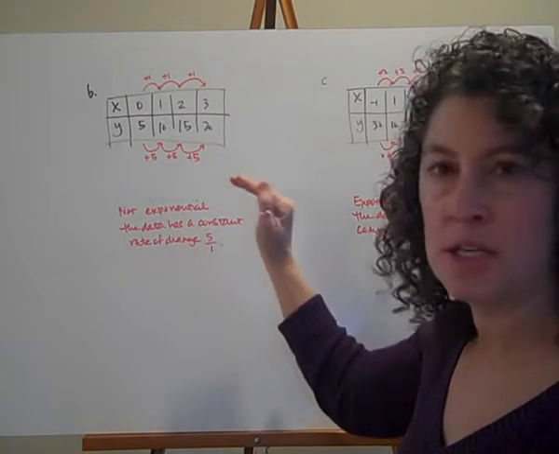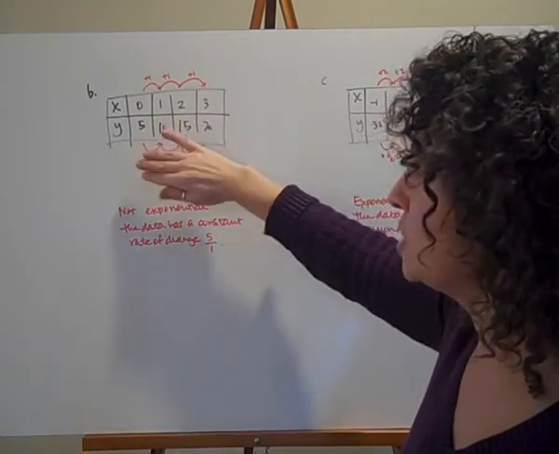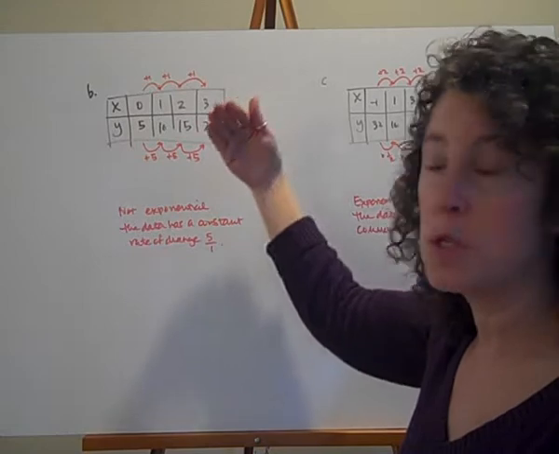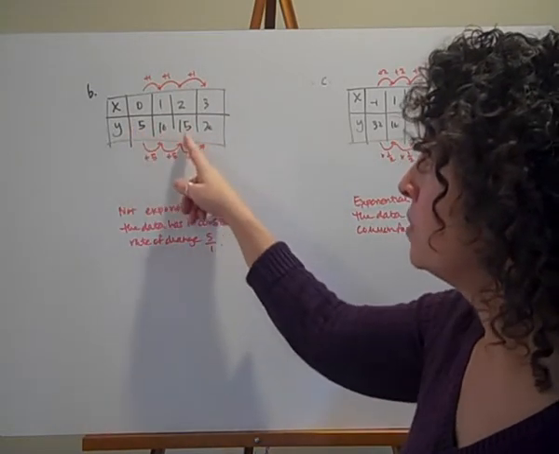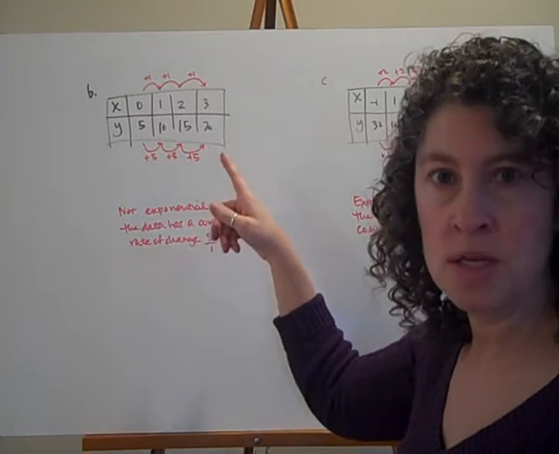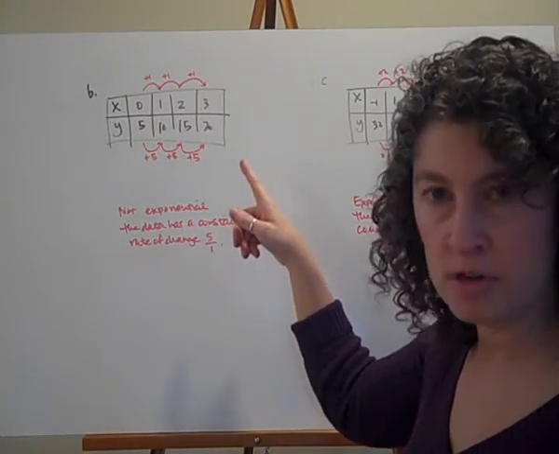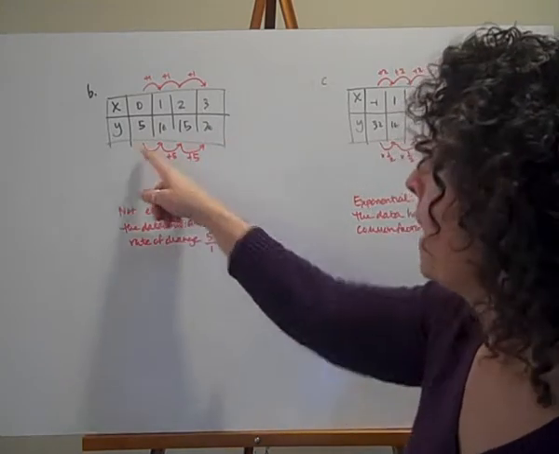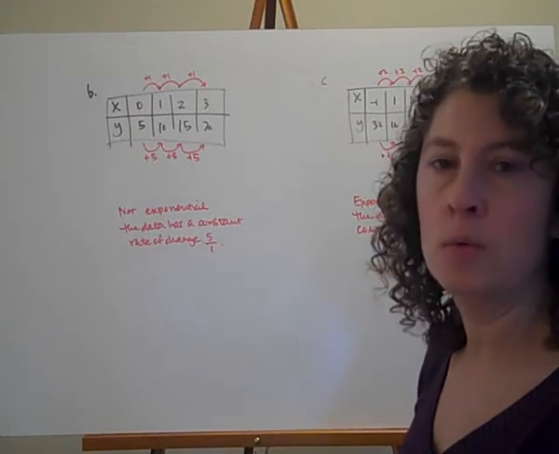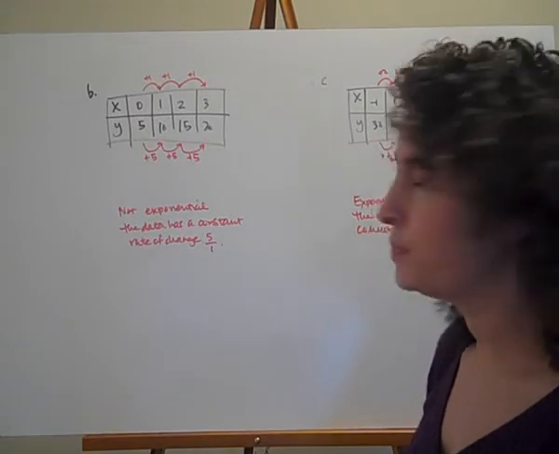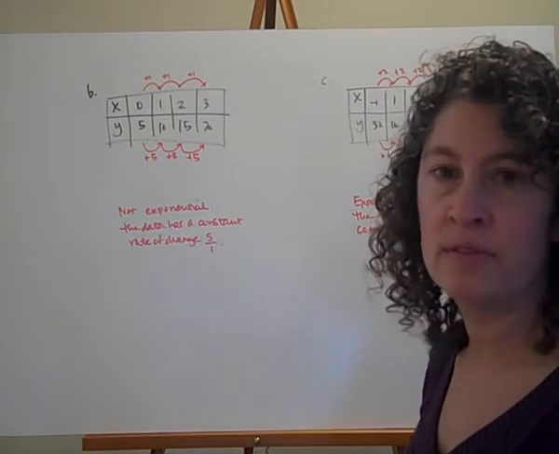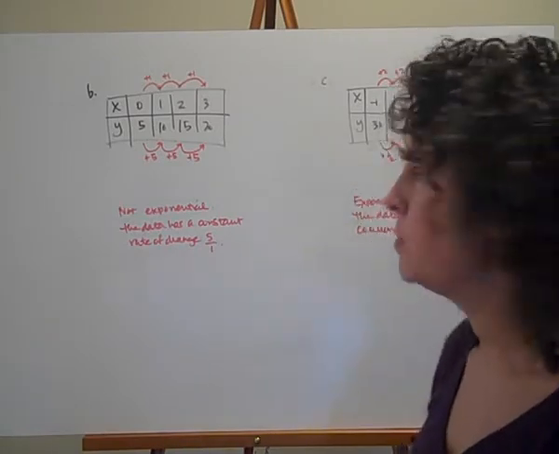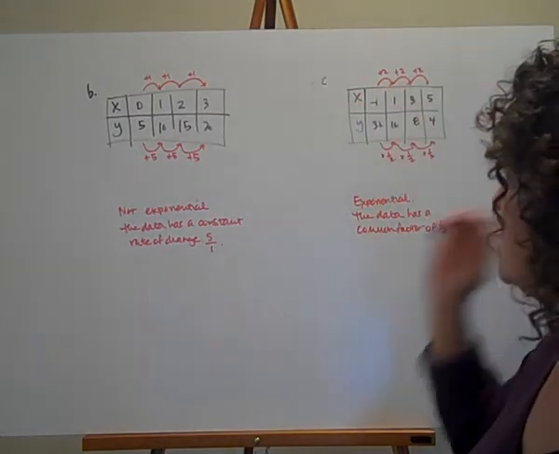So this is not exponential because this has a common rate of change. I could take my y over my x and come up with a slope. This would be nice and linear. So I don't have a common ratio here. I'm not multiplying by the same thing every time, which would be our exponential. I'm adding the same thing every time, which is our linear function. So no, this is not exponential because the data has a constant rate of change, 5 over 1. That is not exponential. Last one, let's take a look at this table over here.